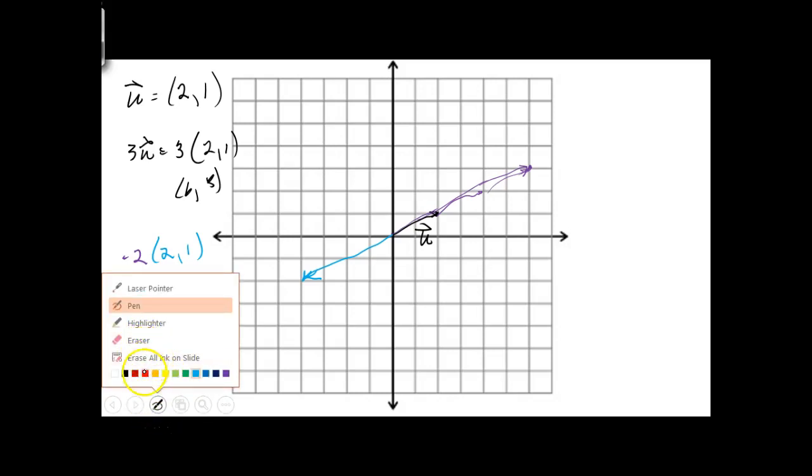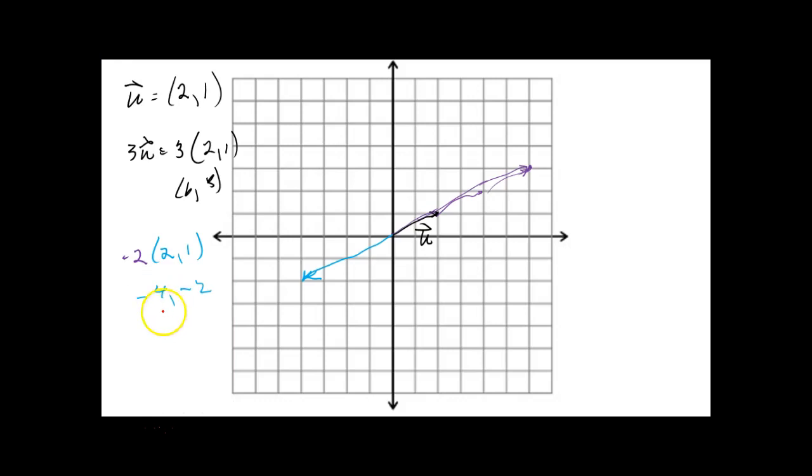Now, related to that one would be, what do we mean by minus u? Let's pick another color for that. How about the red? Minus u would then be doing minus 1 times 2, 1, which would be minus 2, comma, minus 1. Okay? So that would be minus 2, minus 1. That would be right here. Okay? It's exactly the same length as u, but just going in the opposite direction. So that's the negative of u.